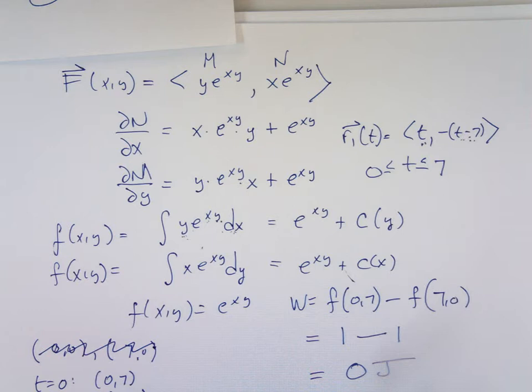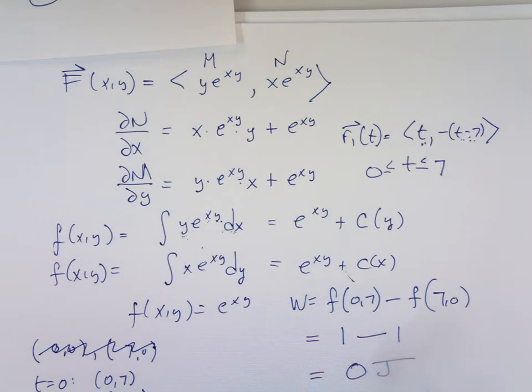Generally, you're given the x and y points of your start and end, and you have to find the t values. But in this one, they gave you the t values and the parameterization. They didn't give you the x and y, which is unusual, but that's what happened here.